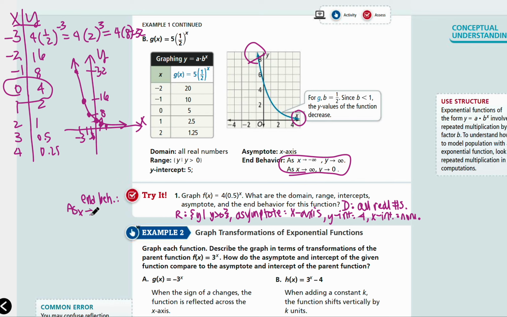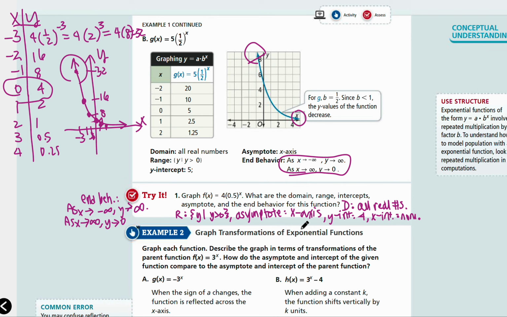And then end behavior: as x approaches negative infinity, as x decreases, y approaches positive infinity. And then as x increases to positive infinity, as x approaches positive infinity, y approaches 0 because there's an asymptote. Okay, so 1, 2, 3, 4: domain, range, asymptote, x-axis, y-intercept, the end behavior, we defined it. Check your answers to see if you got it right. If not, go ahead and look at it again.